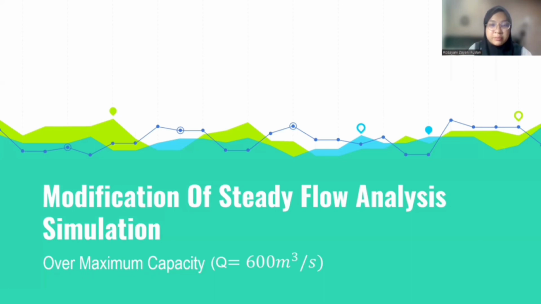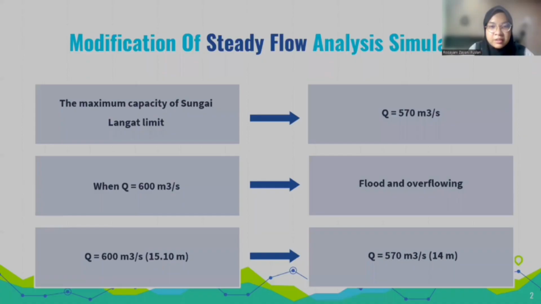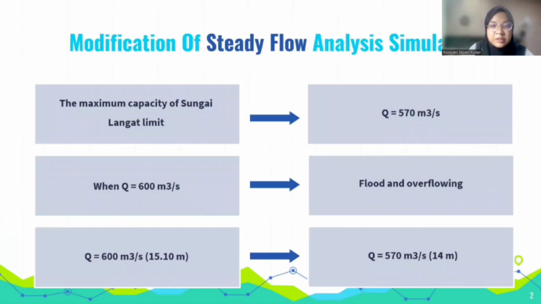My name is Rozayani, and for my part, I will be presenting the modification of steady flow analysis simulation for over maximum capacity, which is Q equals 600 meter cube per second. As mentioned, the maximum capacity of Sungai Langat should only be reached by Q equals 570. However, in a situation where Q is over the limit, it is certain that flooding and overflowing will happen. Compared to the previous simulation of maximum capacity, the water level has risen to 15.1 meter, while the limit should only be 14 meter high.